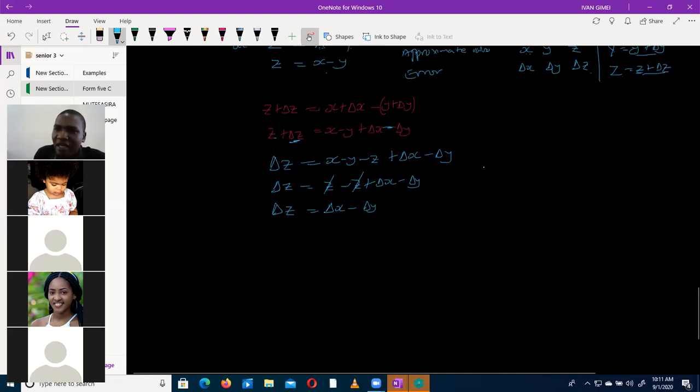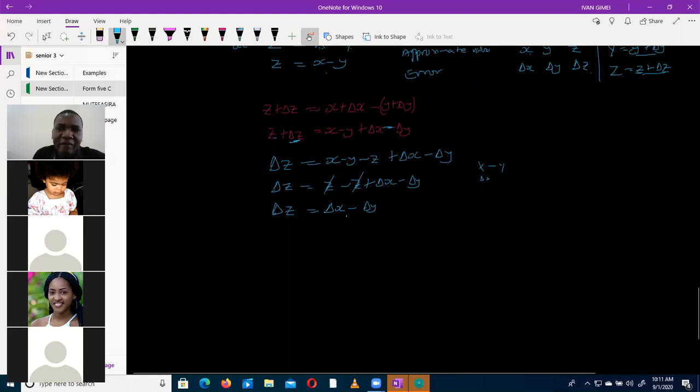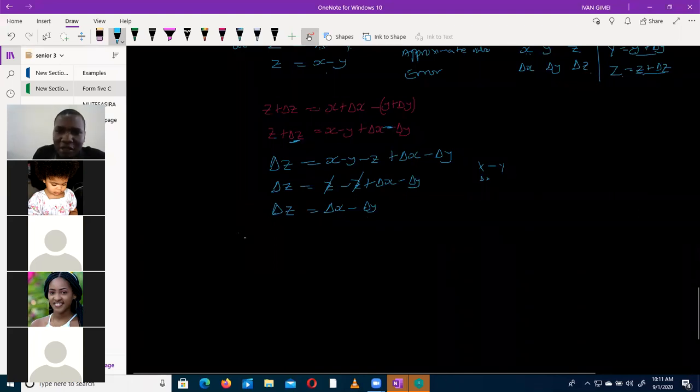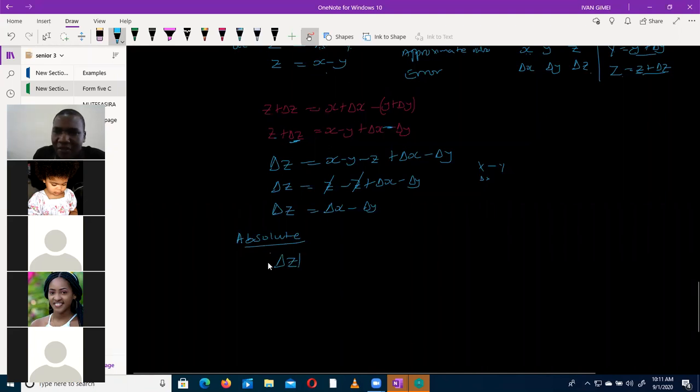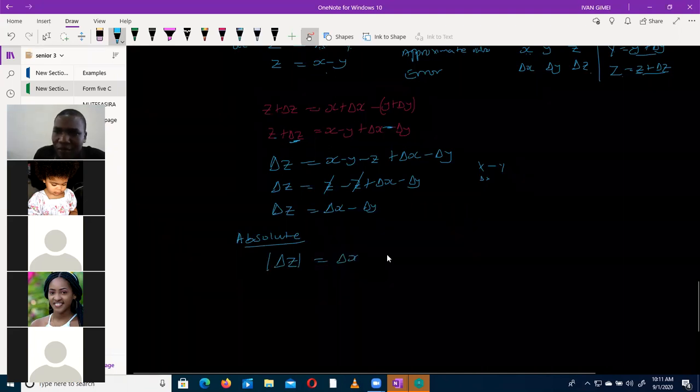If I'm getting x minus y and I want to find the error, it will be the error in x minus the error in y. That's what this formula is telling us. But in most cases, we shall be dealing with absolute error. Most of the questions will be asking me to find absolute error. So how do I find absolute error? For absolute error, I introduce the modulus. I explained this at that time, so I may not spend a lot of time on it again.